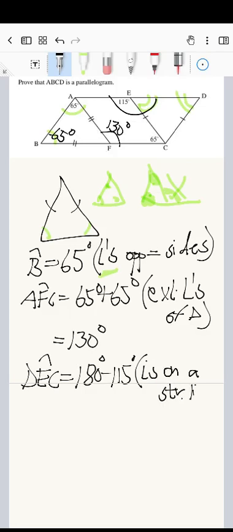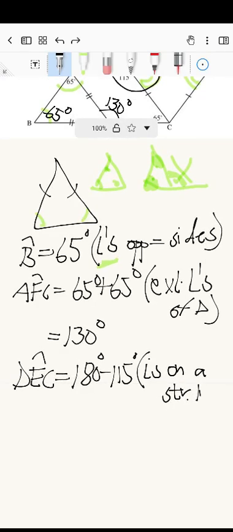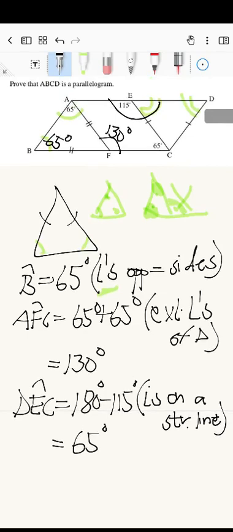Angles on a straight line. Okay, so we know angles on a straight line are supplementary, right? That means when you add them together, they give you 180. So that is going to give us 65 degrees. Okay, so let's go back to our picture. So this over here is 65 degrees, meaning this one over here is also 65 degrees.